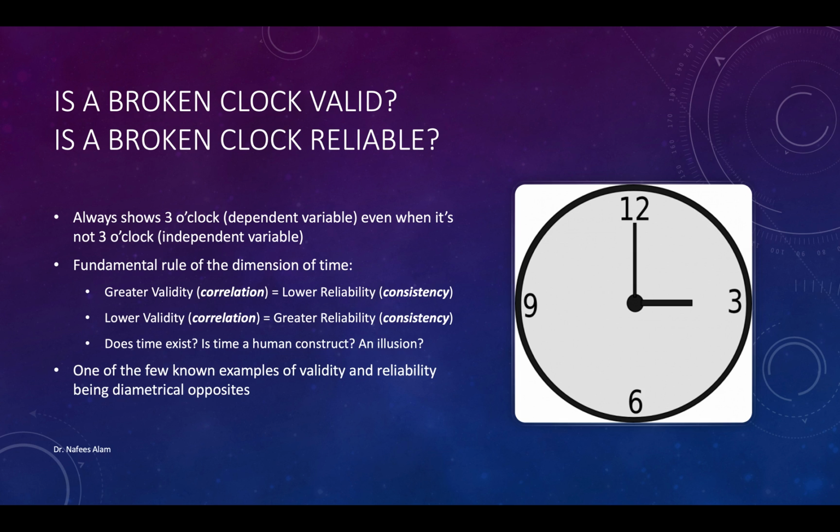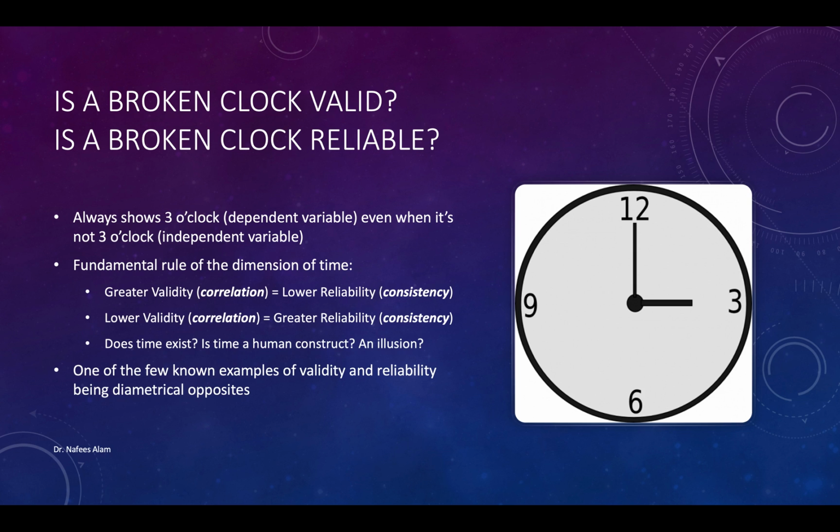Regardless of what time it actually is, the clock always shows 3 o'clock. So is a broken clock valid? Is a broken clock reliable? Well, the answer to the first question, is a broken clock valid, is simple. Twice a day, it's 3 o'clock. So at 3 a.m., the clock is valid, and at 3 p.m., the clock is valid, but every other time, the clock is not valid.